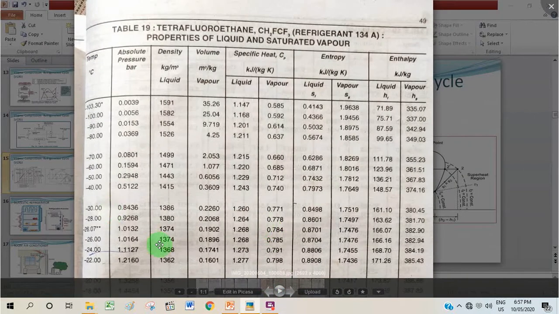This is the property table. I don't need the density of liquid, so I didn't take it, and also don't need the specific heat of liquid. So barring these two columns, I have taken down the rest of the data.